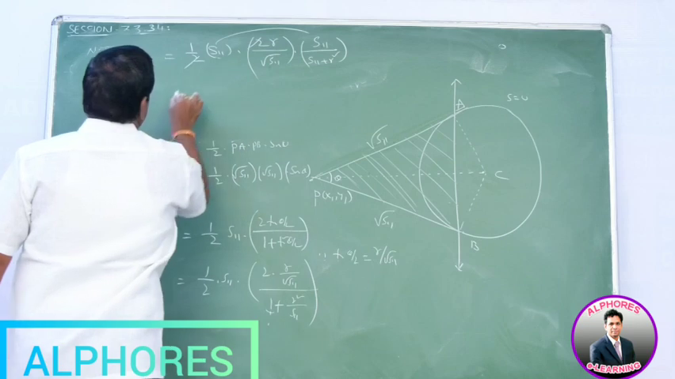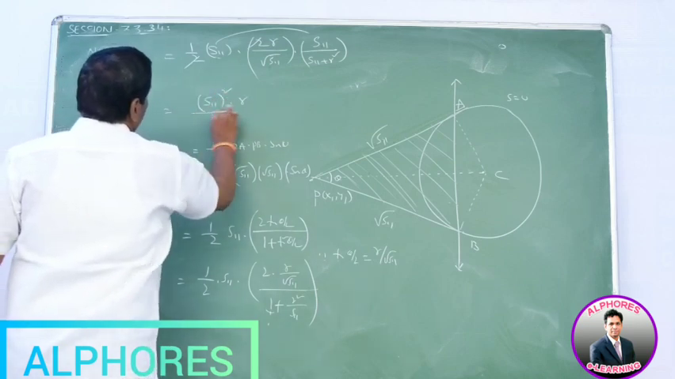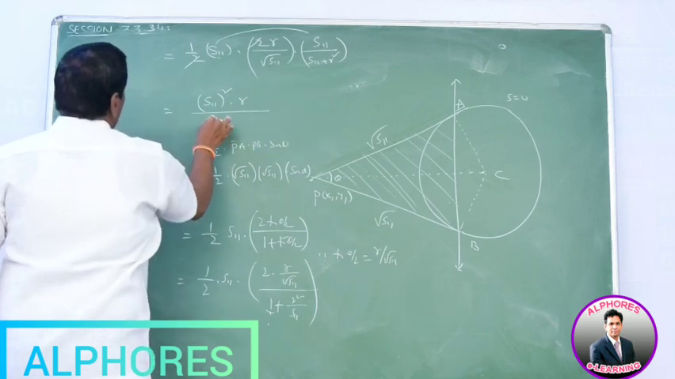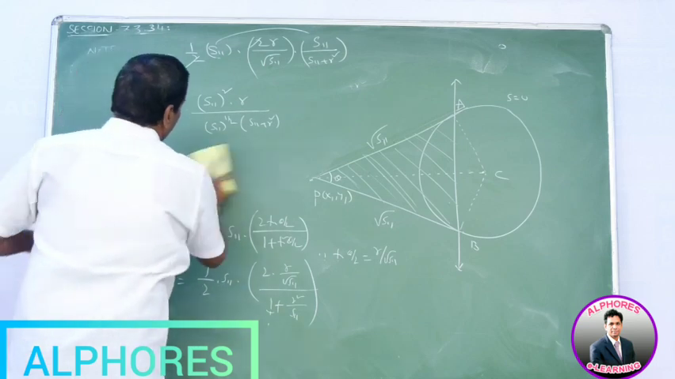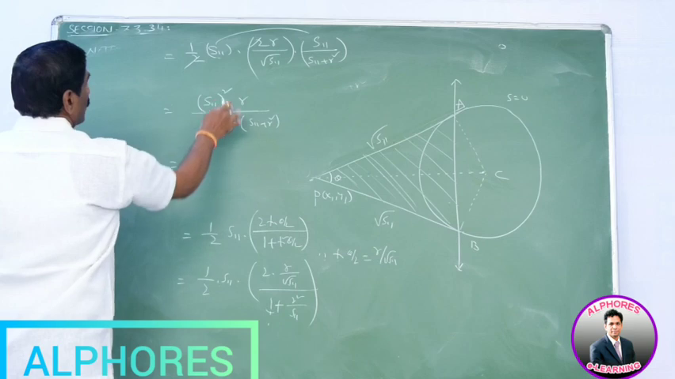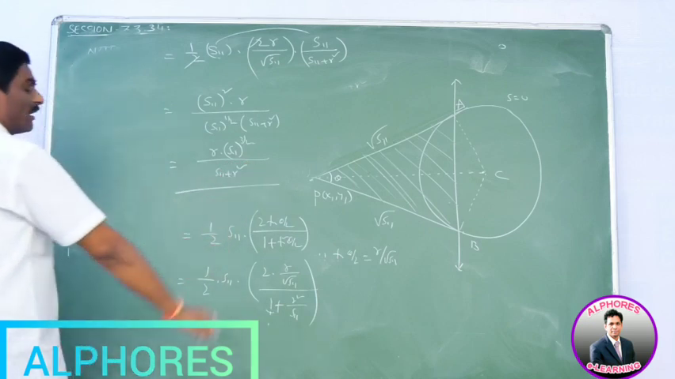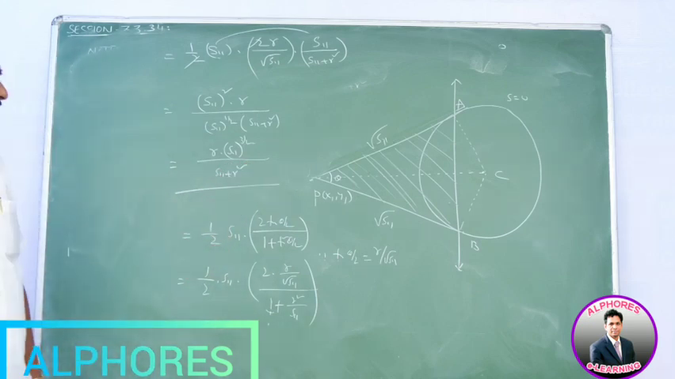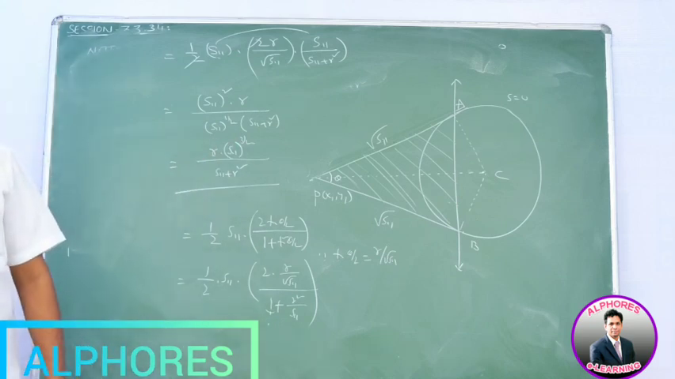2 to cancel here. s11 whole square into r by root s11 means s11 whole power 1 by 2 into s11 plus r square. X power m by x power n means x power m minus n. That means s11 whole power 2 minus 1 by 2. That means r into s11 whole power 3 by 2 by s11 plus r square. It is the area of the triangle PAB. Area of the triangle PAB is equal to r into s11 whole power 3 by 2 by s11 plus r square. Please note this proof.